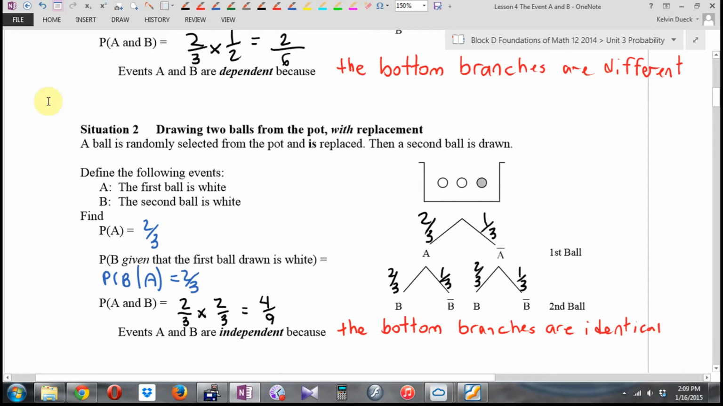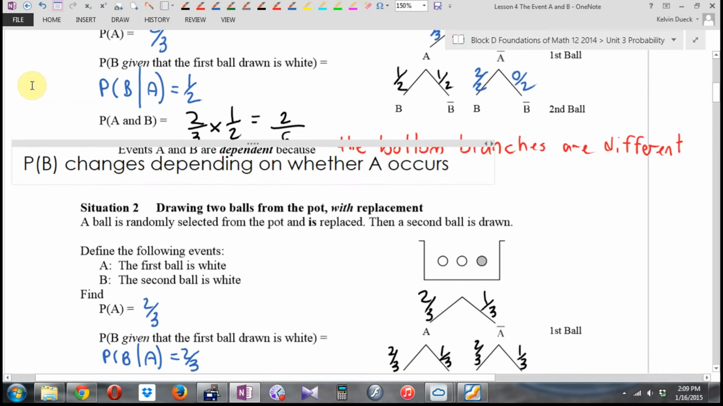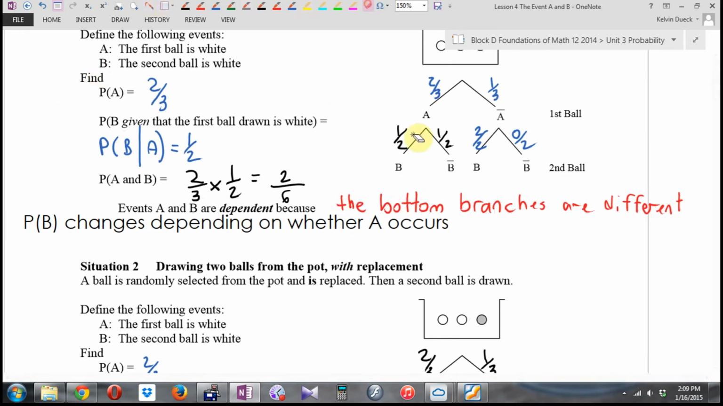The mathematical definition is this. P of B changes depending on whether A occurs. Did A occur? Then the probability of getting a white ball is 1/2. Did A not occur? Then the probability of getting a white ball is guaranteed.